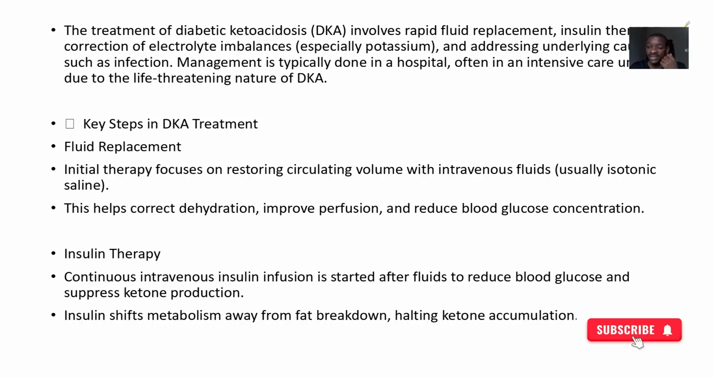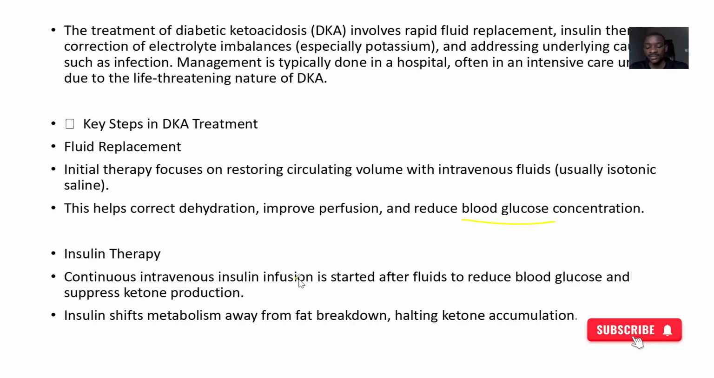So for diabetic ketoacidosis, the treatment is mainly, the person is dehydrated, right? So when somebody is dehydrated, what do you do? You replace the fluid that the person has lost. Okay, so fluid replacement is the initial therapy. So you focus on trying to restore the circulatory volume with intravenous fluids. Okay, so the most used one is the isotonic saline. So that will help to correct the dehydration, it will improve perfusion, and it will reduce glucose concentration.